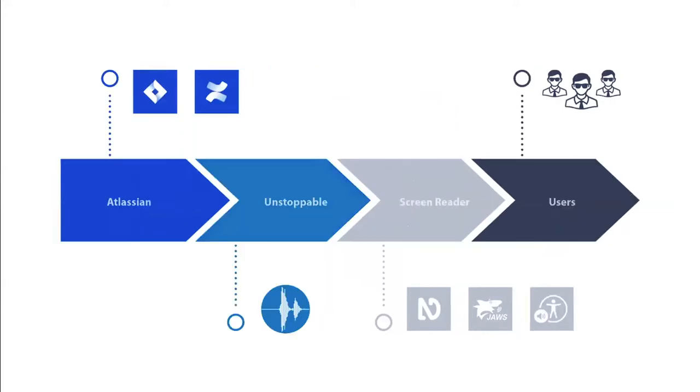Unstoppable acts as an intermediary between the screen reader and your Atlassian applications. It cleans up the code. It adds incompatible ARIA, also known as ARIA tags, and makes the applications more accessible to the screen readers. So the screen reader can really only read what the application provides it to read. And unfortunately, there's not a smooth bridge between Jira, for example, and a screen reader natively. And Unstoppable is that bridge that enhances the user's experience.